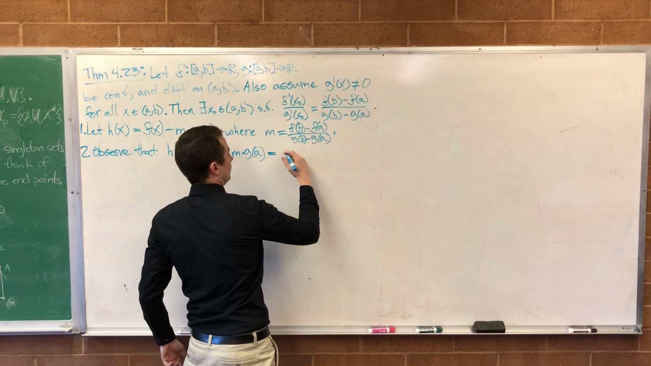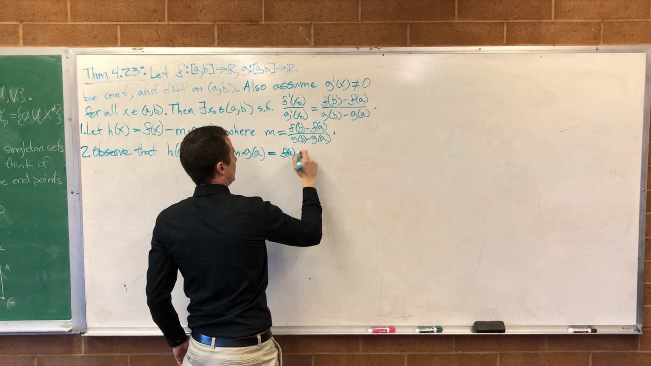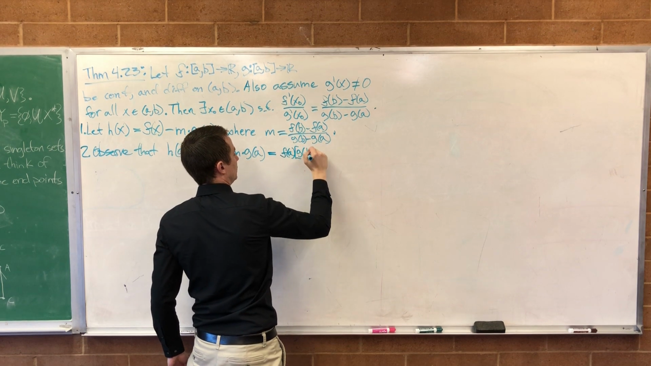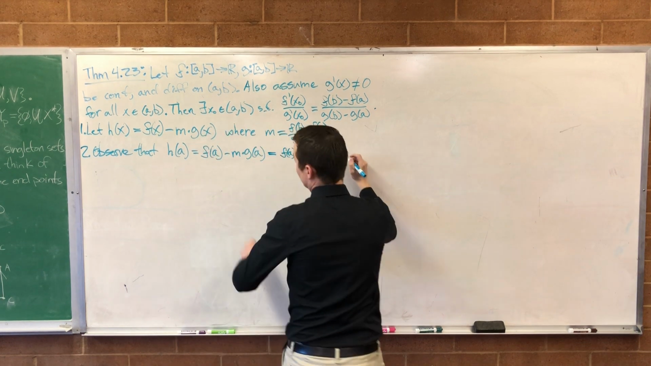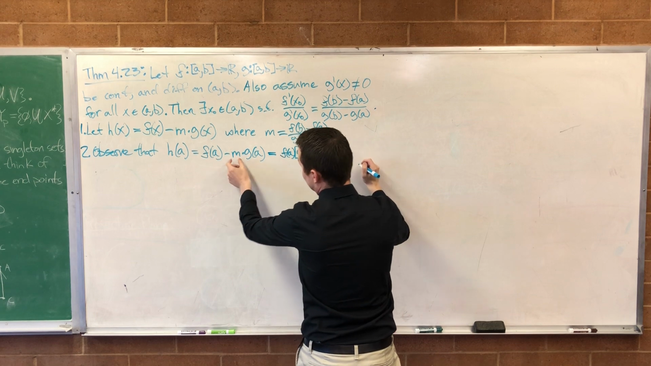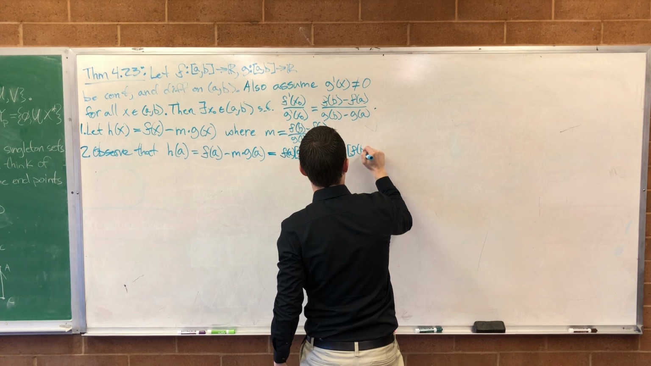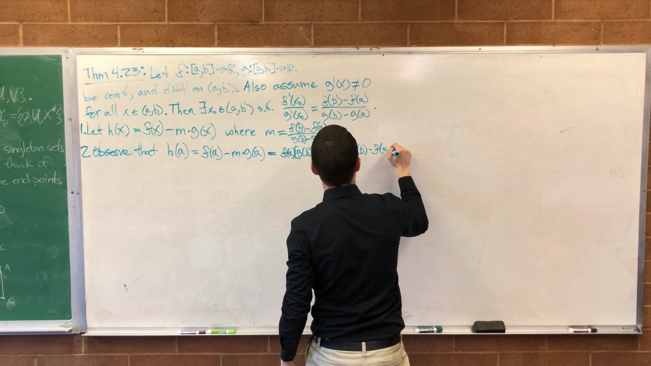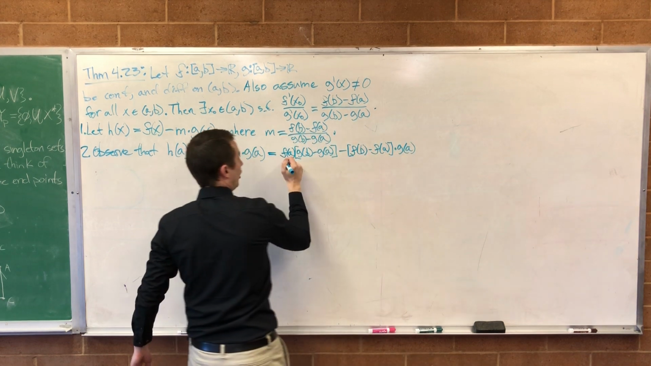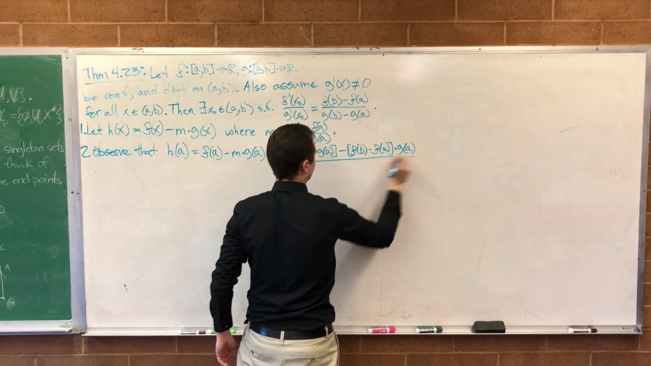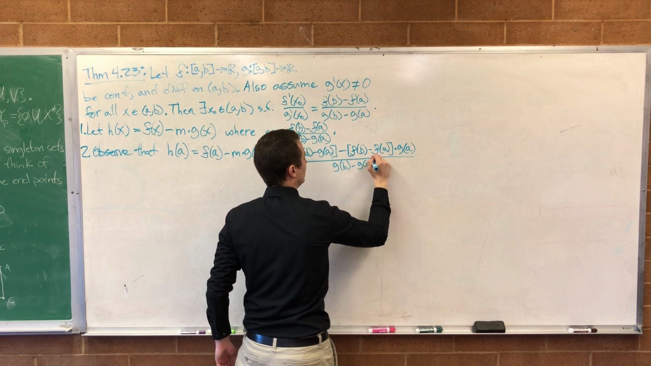So see if you follow the algebra here. So I'm going to have f of a times, maybe we'll distribute this later, g of b minus g of a. So that was this term. Minus m was this thing. F of b minus f of a times g of a. All over now g of b minus g of a. You follow the algebra there?